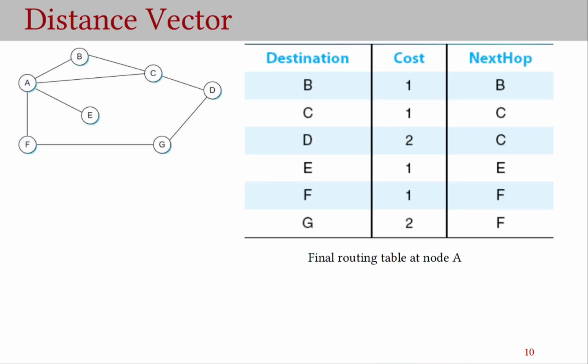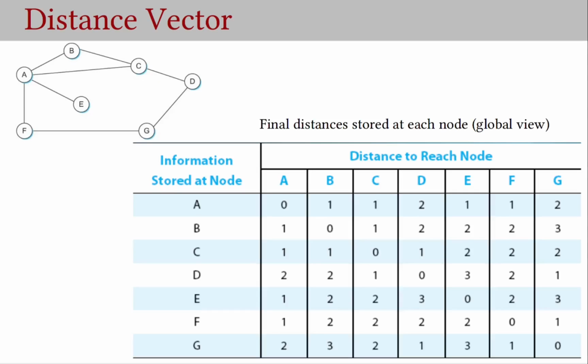And so this is the final routing table at A, right? So again, all these directly connected neighbors are reachable at cost 1, with the next hop being the same as the destination. And these two nodes D and G are reachable via C and F at cost 2. So finally, all these nodes A through G are going to arrive at this table.